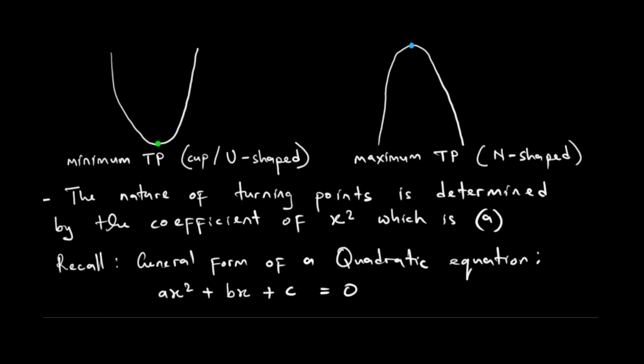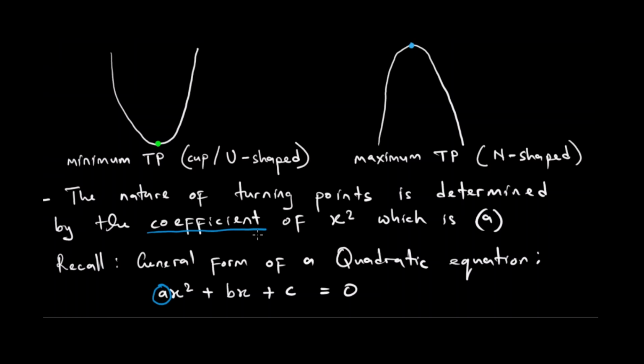Saka a watiri kutaura nde uyu. Kana tichiti coefficient tinenge tichingoreva multiplier. Saka number iri kumultiplier x squared ndo inotiudza the nature of a turning point. Kana titi nature of a turning point, tiri kureva type of a turning point. Either we are going to have a minimum turning point kana kuti a maximum turning point.